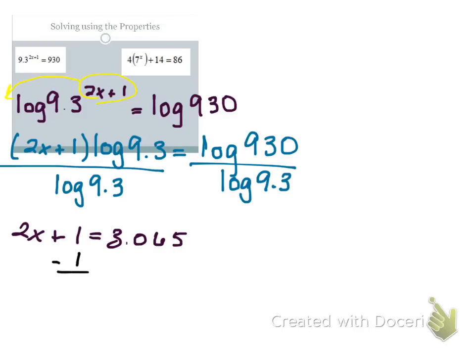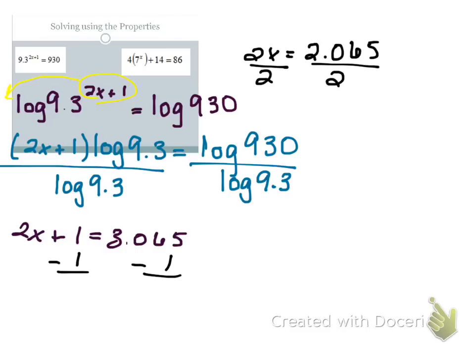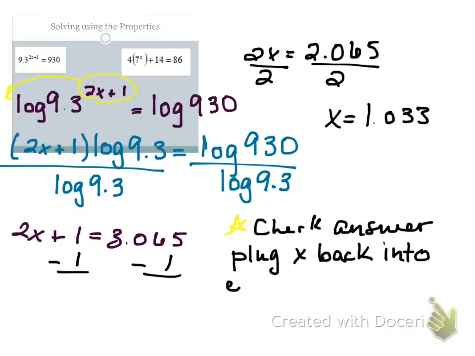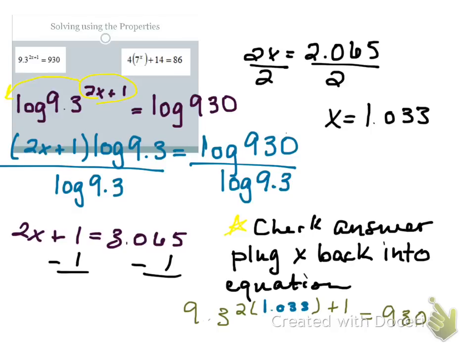Just like a simple equation, we solve for x. We first subtract 1, and we get 2x equals 2.065, and then we divide by 2. We get x equals 1.033. Now, to check to make sure our answer is right, we plug x back into the equation. So you do 9.3 to the 2 times 1.033, because that's what we found for x, and then add 1. The 2 times 1.033 plus 1 is all in the power. When you put that back in your calculator, you should get something very close to 930.